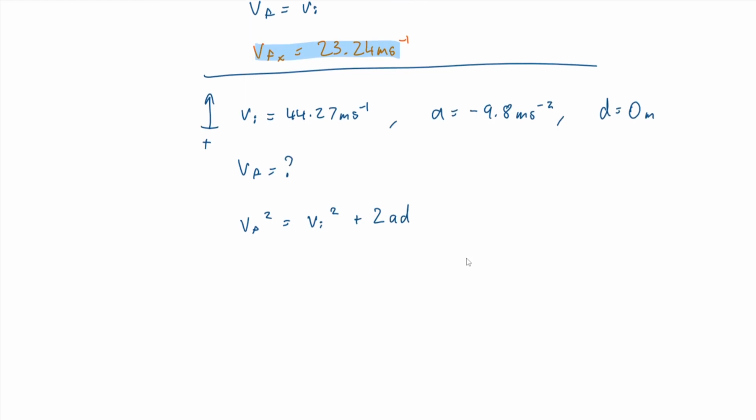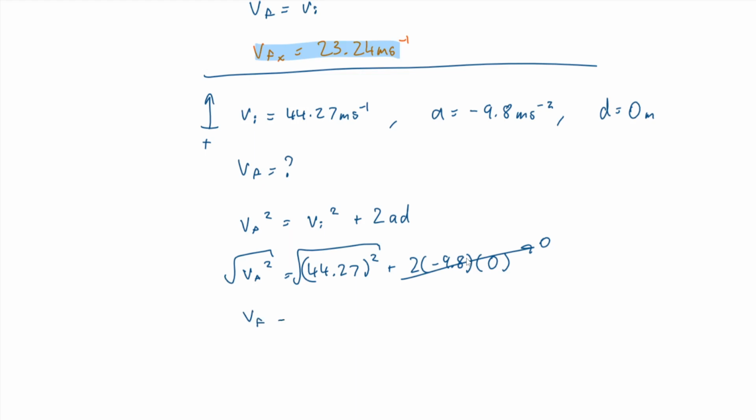Substituting in the knowns. So we're looking for Vf, Vi squared plus 2 times negative 9.8 times 0. Would you look at that? Another goes to 0, and then when we square root, the final is equal to the initial, which is what we expected. So that's Vf in the y direction.